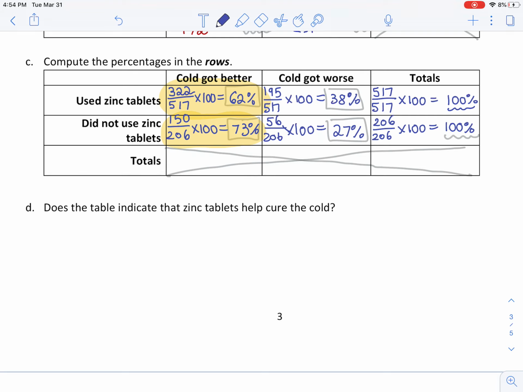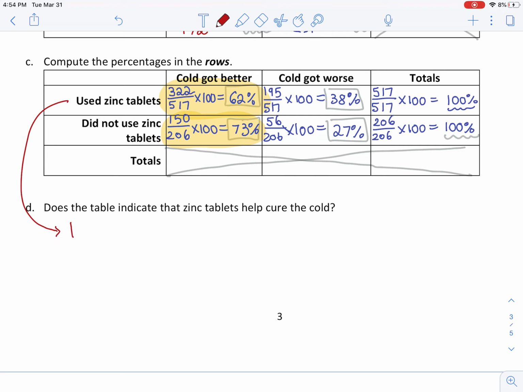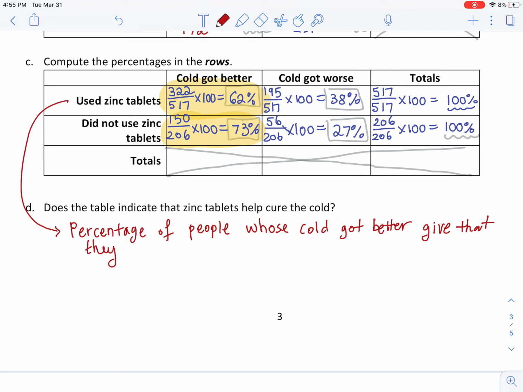If zinc tablet really works, the number of people who said that they use zinc tablet out of all the people whose cold... No, I'm sorry, I'm saying it wrong. So these are the ones that I highlighted in yellow. Let me go ahead and just write down what that is a little bit more, okay? This is the percentage of people whose cold got better given that they used zinc tablet.